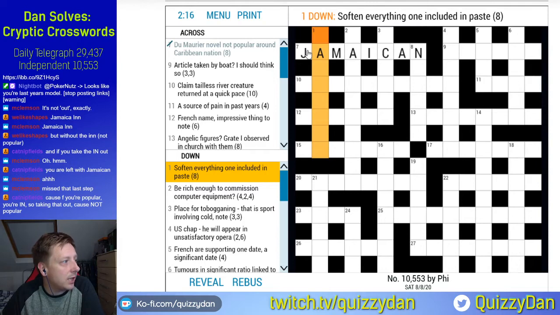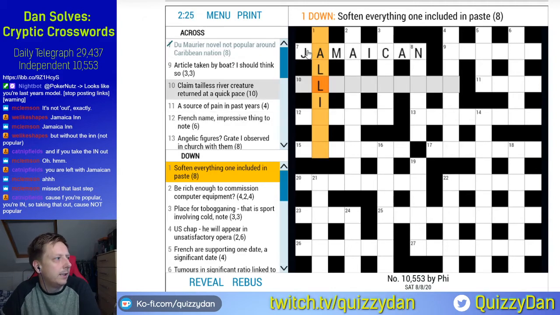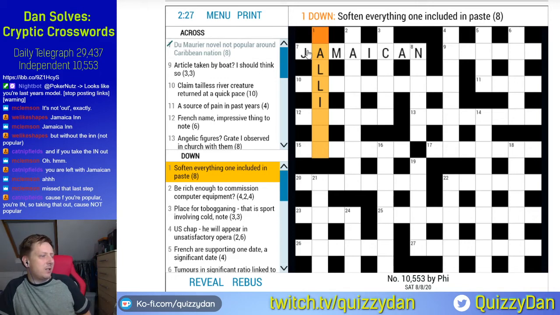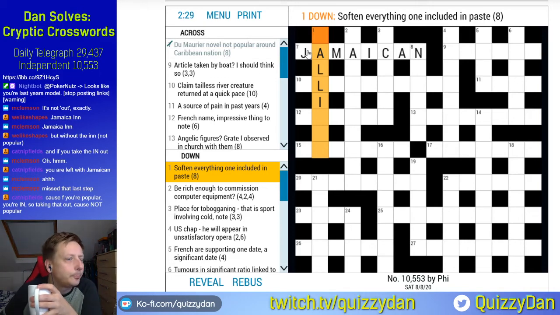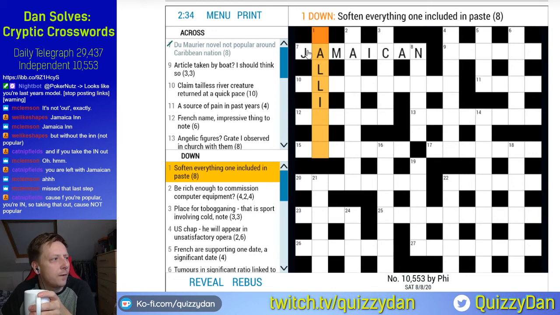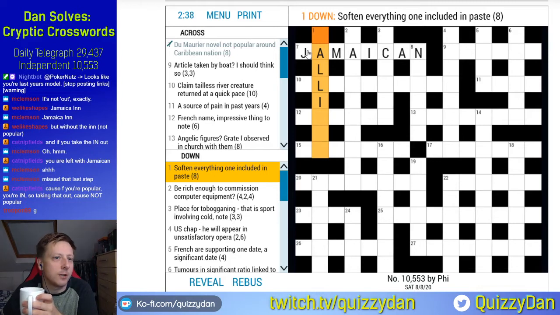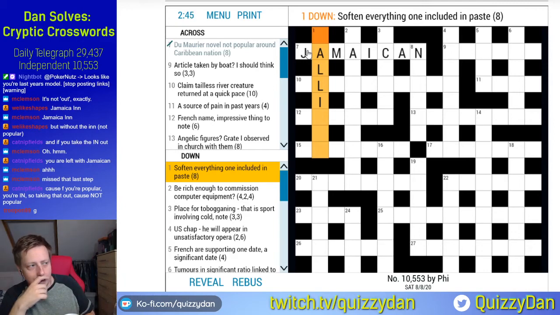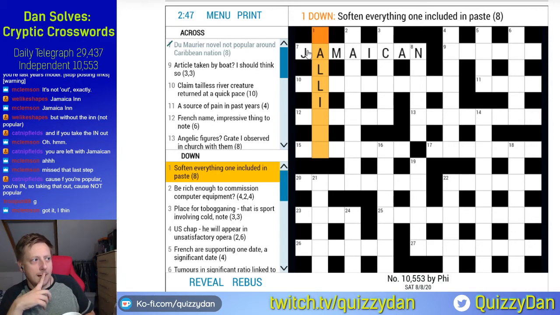Soften everything, one included, in paste. Well, everything is usually all and one is I. So we need a paste that's 4 letters. And we'll probably get a word meaning to soften. Sometimes you can pronounce the T. Troupon has it. Good. Give it a few more seconds and then I'll ask for a hint. A paste. A mash.